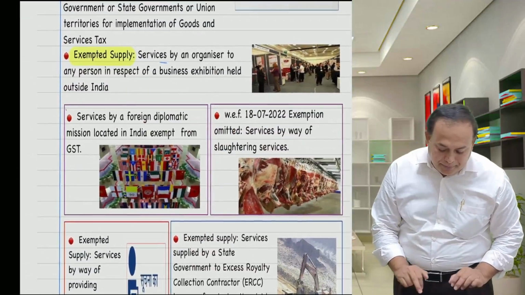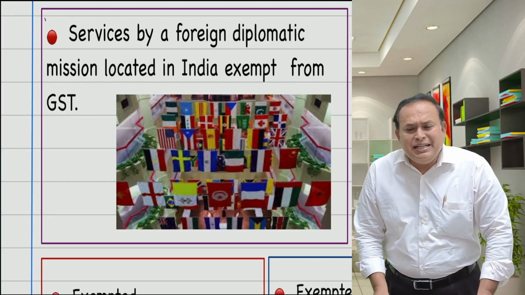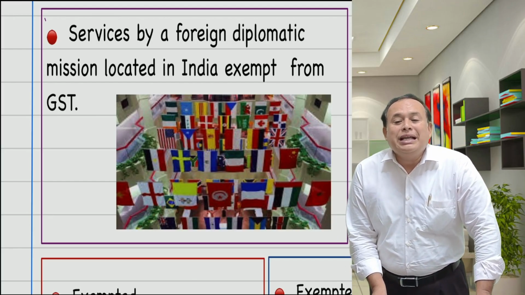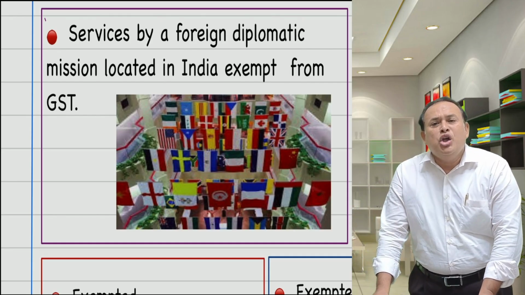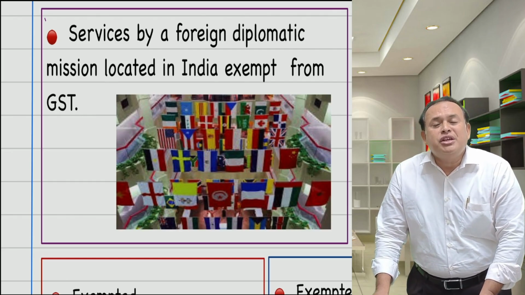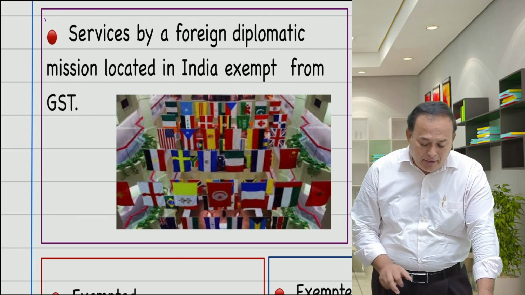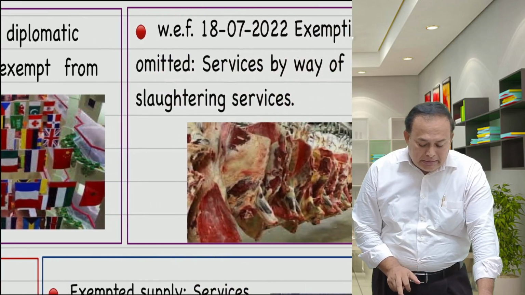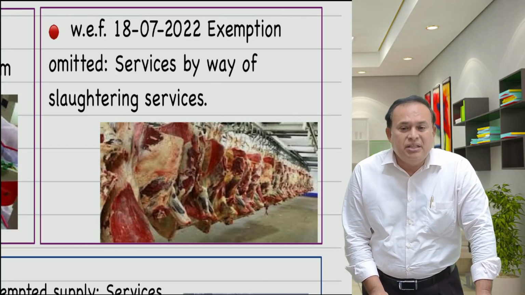Further, my dear friends. Services by foreign diplomatic missions located in India are exempt from GST. Foreign embassies in India, international organizations in India, who provide services in India, are absolutely exempted. Services which earlier were there, but now omitted.